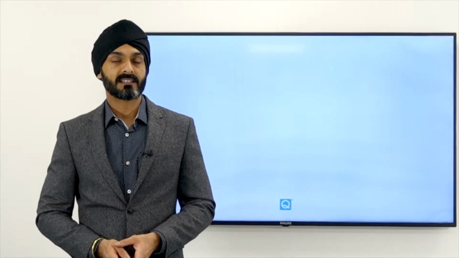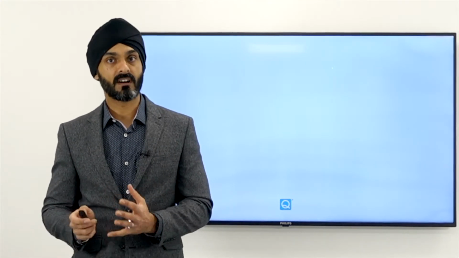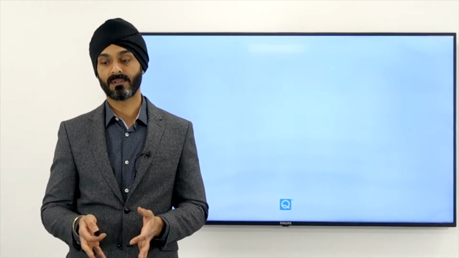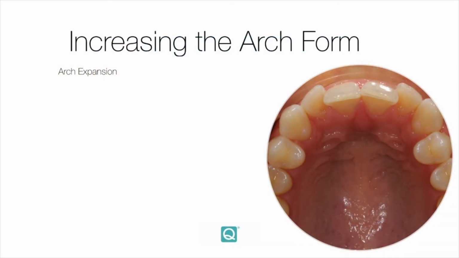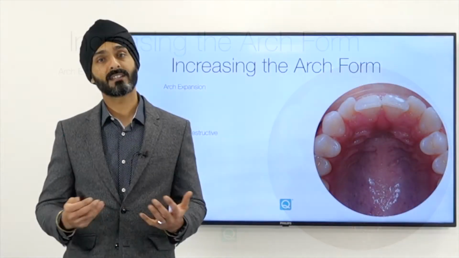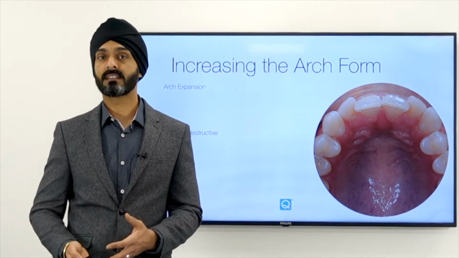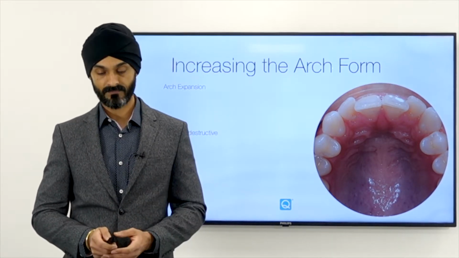So it's important to realise that we shouldn't rely 100% on IPR to achieve the alignment we need in our cases. We can get a lot of space just by looking at the position of the teeth right now and considering arch expansion. So arch expansion is something that we use all the time in fixed orthodontics, and it essentially means we're proclining the retroclined teeth and creating space that way. So the advantage of this method is that it is non-destructive. We're not actually removing any tooth surface away. So as we're all trying to do minimally invasive dentistry, this fits in very well with our work ethics.